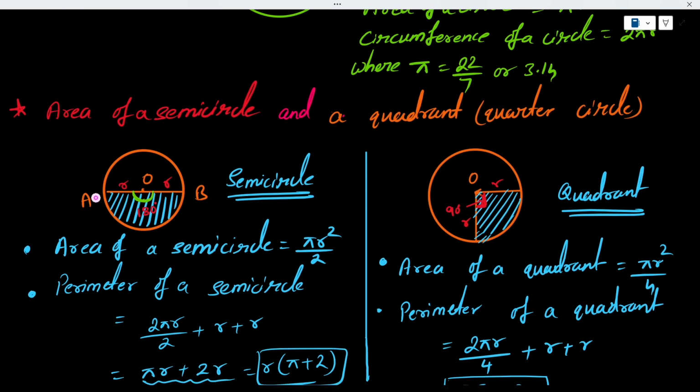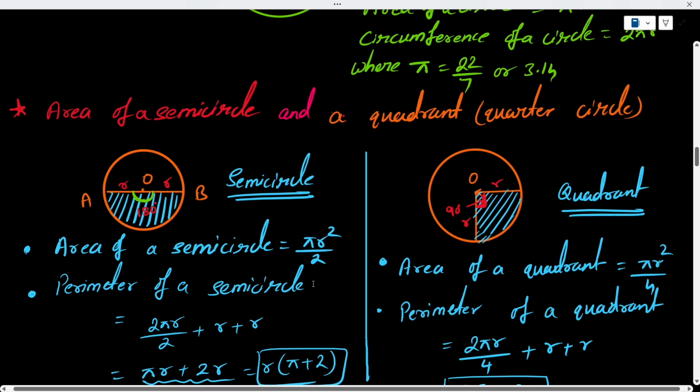A semicircle is nothing but when the circle is divided by a diameter, where the central angle subtended by the arc is 180 degrees. And how do we calculate the area of a semicircle? You take the area of the circle and divide it into two equal parts, right? So you'll have it as pi r square by 2.